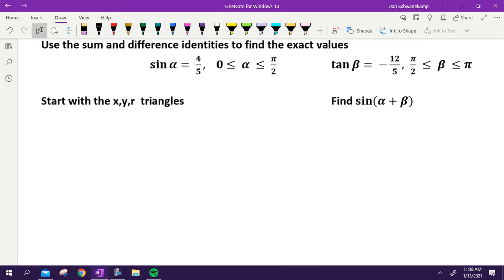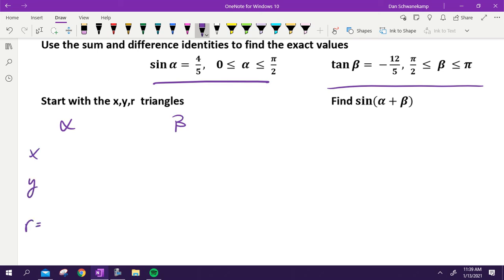Try the next one here. A little bit longer. Okay, I told you sine of alpha. I'm telling you tangent of beta. Start off by finding alpha and beta using x, y, and r for both of them. Once you have found that, then use it to find sine of alpha plus beta. Talk to your neighbor and go.